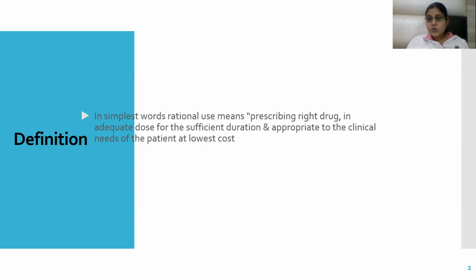It should be sufficient duration, and it should be appropriate to the clinical needs of the patient, and it should meet the clinical needs of the patient, and at the lowest cost. The cost should be lowest, means it should be cost effective. It should be right drug in the adequate dose for the sufficient duration and appropriate to the clinical needs of the patient at lowest cost. That is the rational drug use.